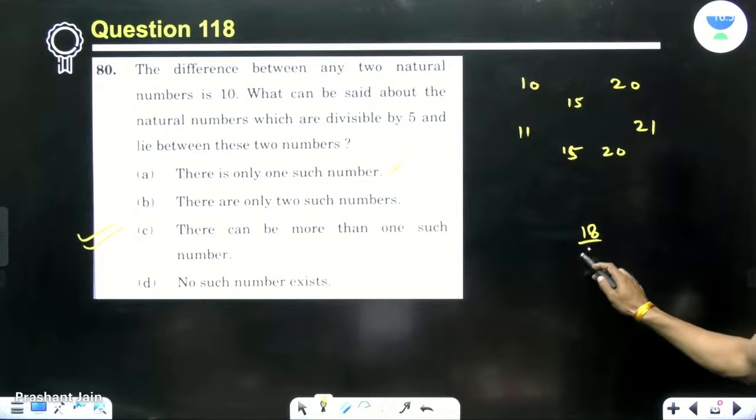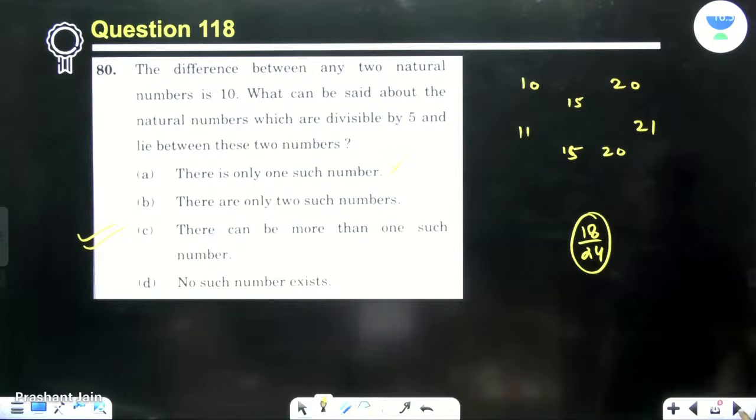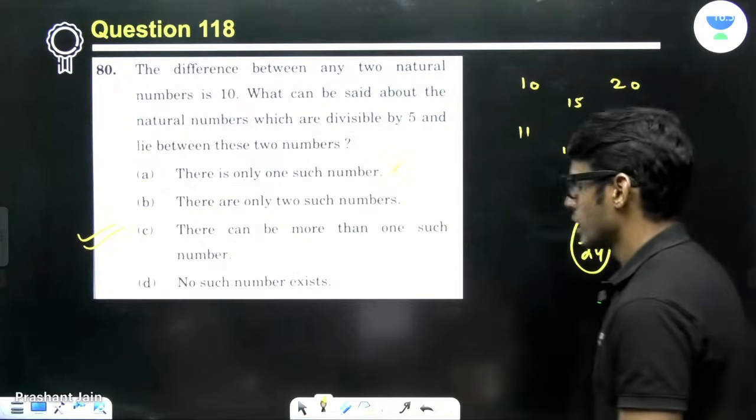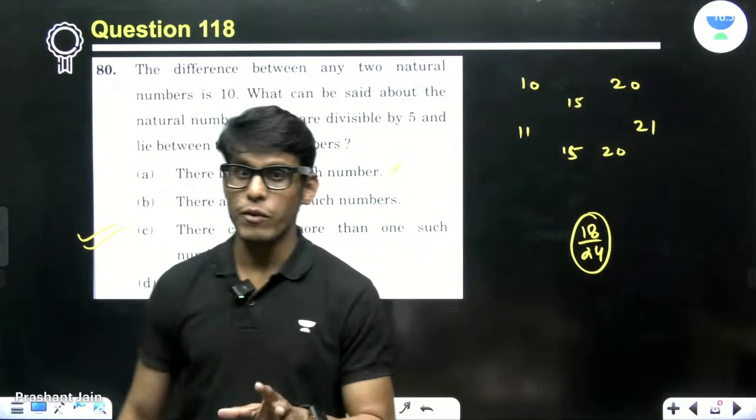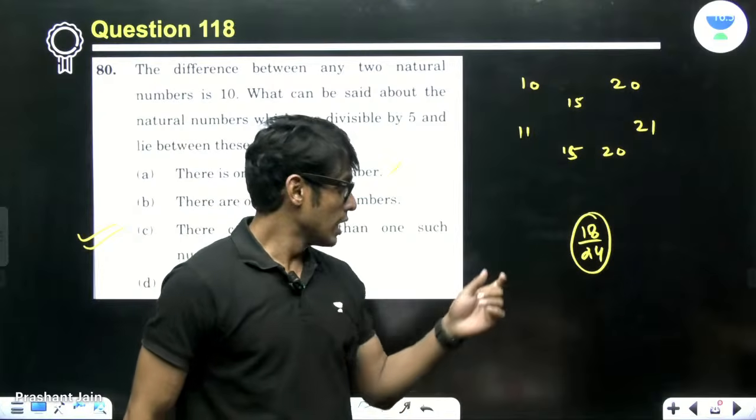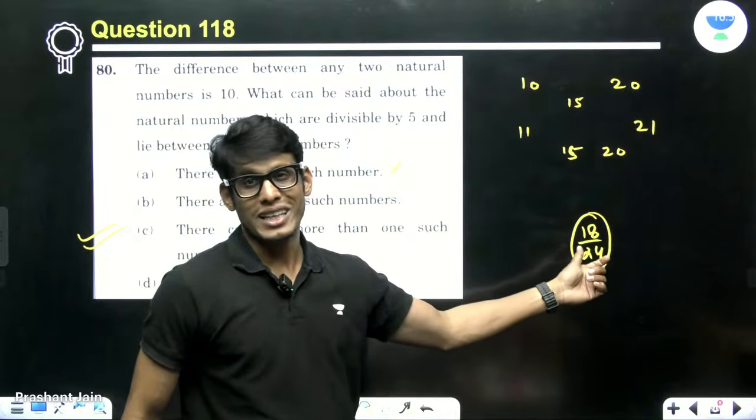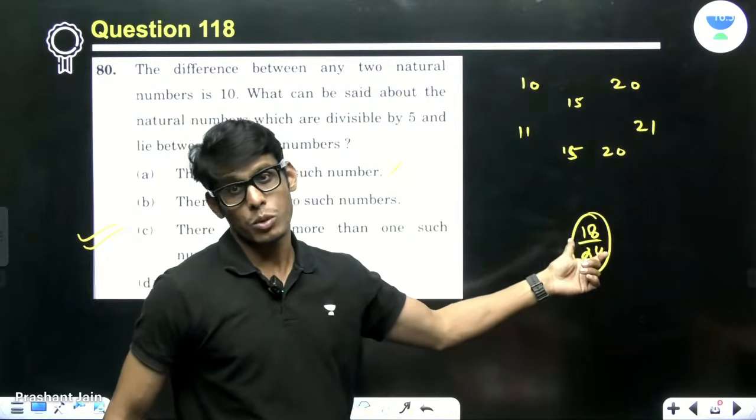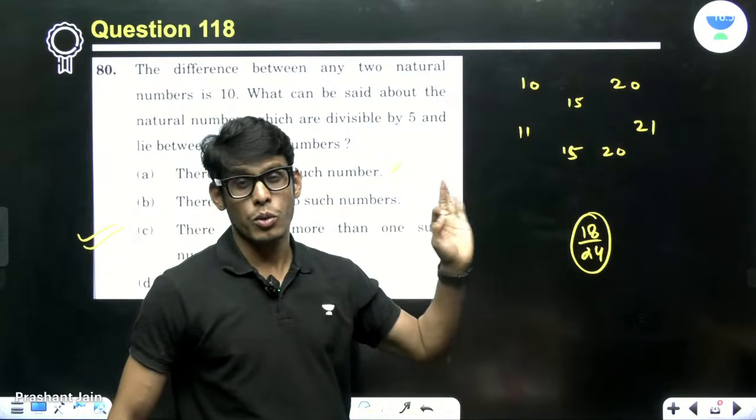18 out of 24. So this is over. That's it, guys. So in 2025, there were 24 problems. That is 30% of the paper. Out of that, you are able to do 18. That is 75% of the problems you are able to do.